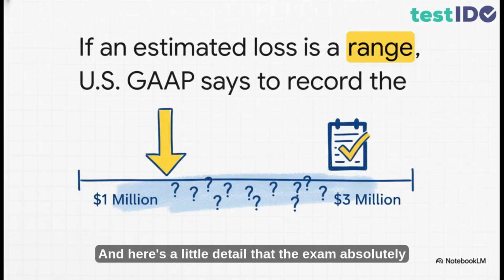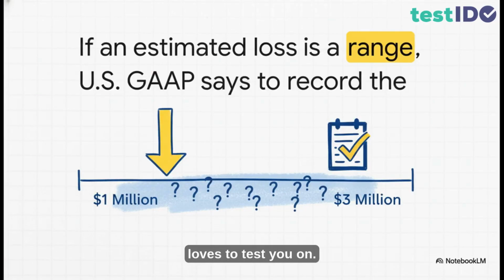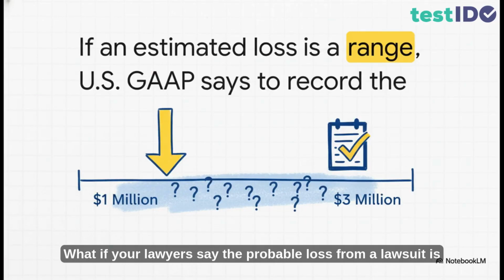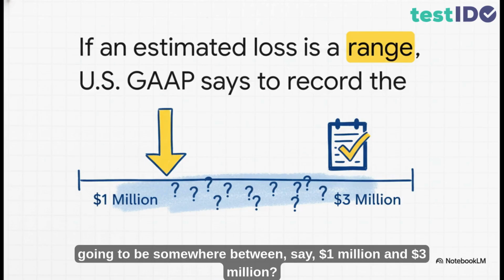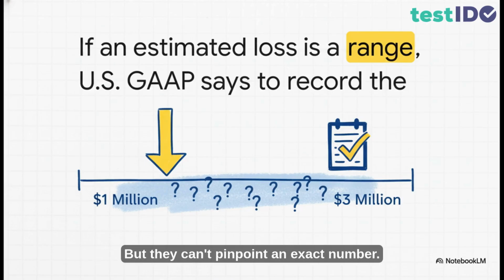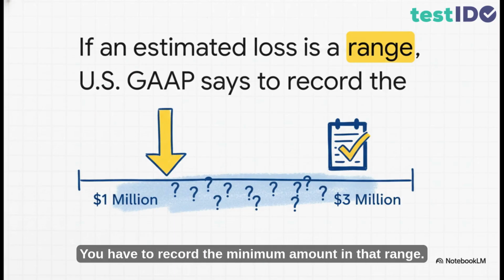And here's a little detail that the exam absolutely loves to test you on. What if your lawyers say the probable loss from a lawsuit is going to be somewhere between, say, $1 million and $3 million, but they can't pinpoint an exact number? US GAAP is very, very clear here. You have to record the minimum amount in that range. So in that case, you'd book a $1 million liability on your balance sheet.